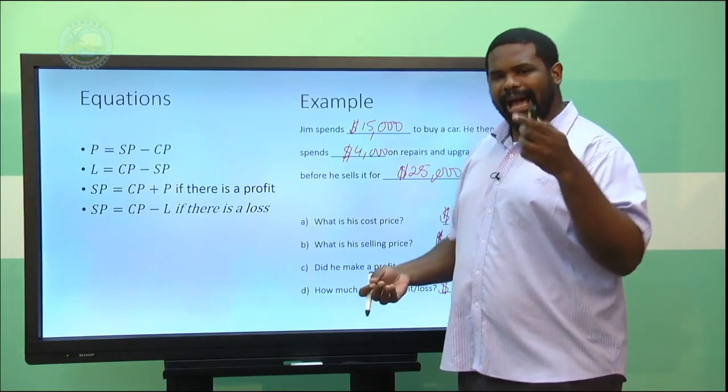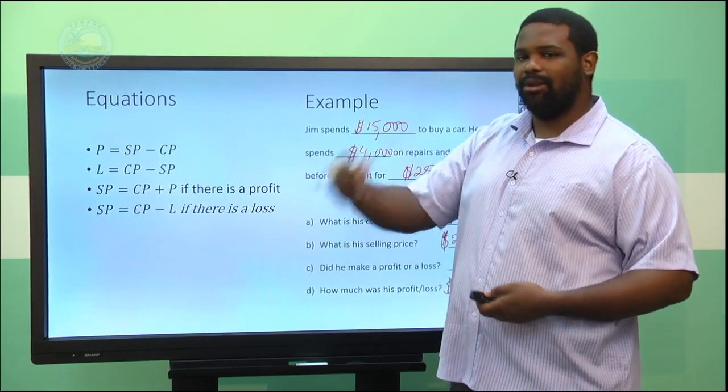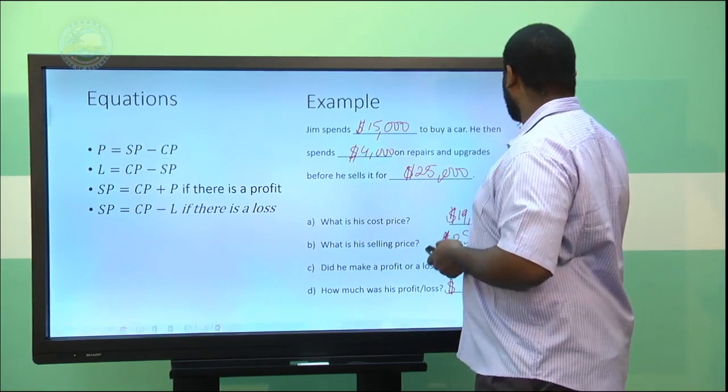But again, what we have to understand is that the cost price will be the cost to buy it or obtain it and also to maintain it. Now let's go.